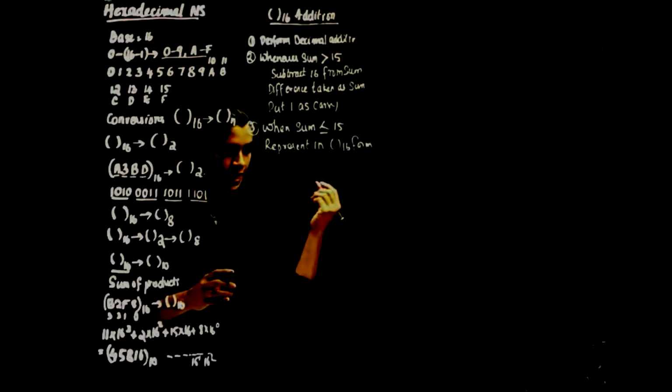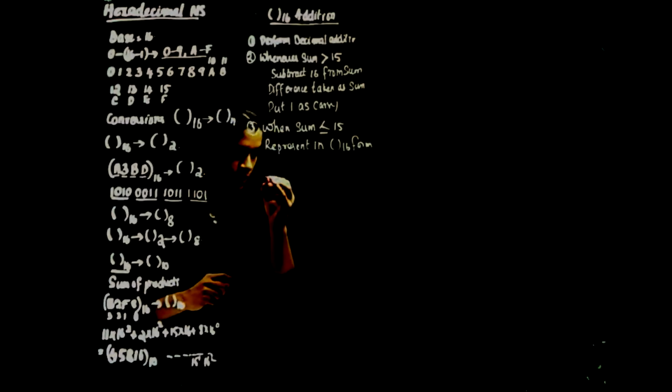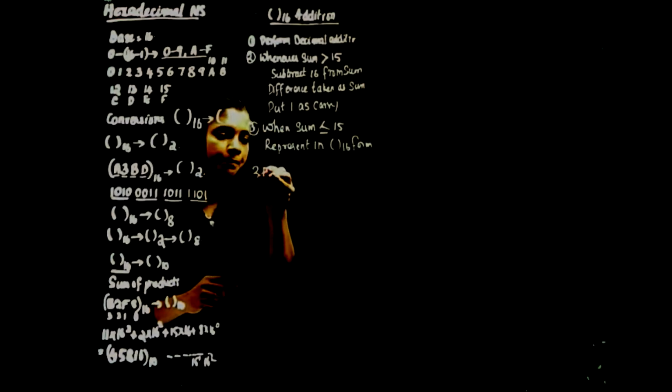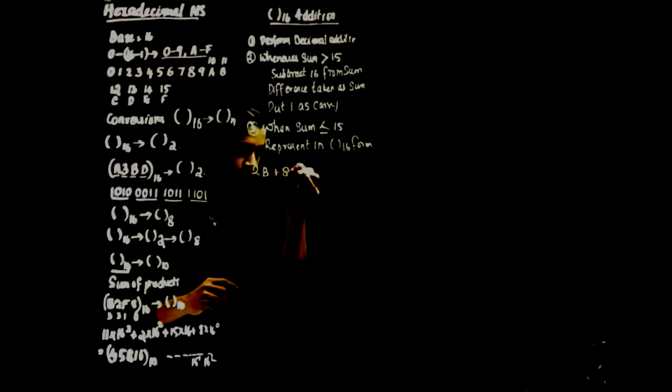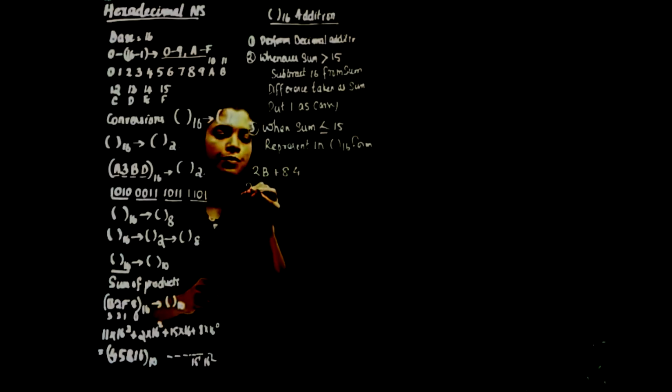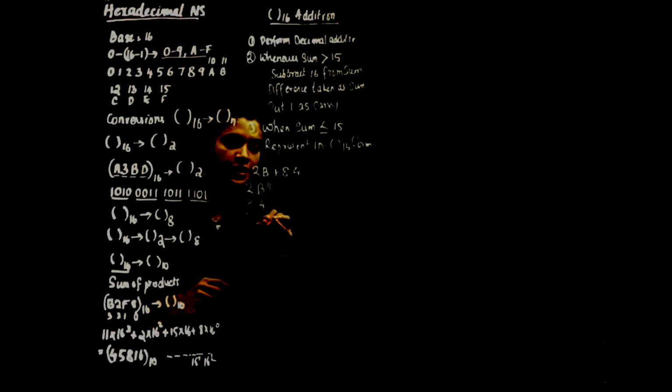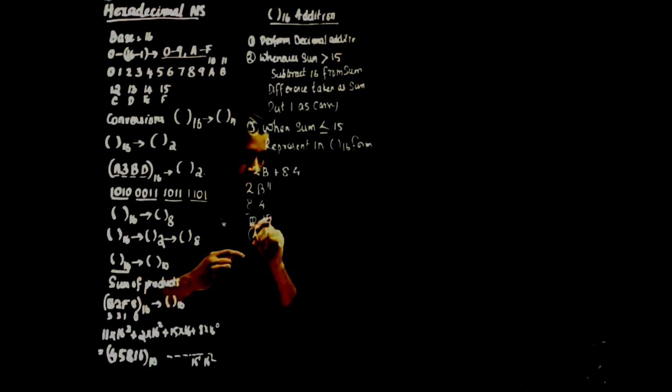Suppose we want to add 2B plus 84. B corresponds to 11, and 11 plus 4 is 15. For 15 we have a corresponding hexadecimal representation, that is F. 8 plus 2 is 10, which also has a hexadecimal representation, A. So AF of 16 is the corresponding answer.